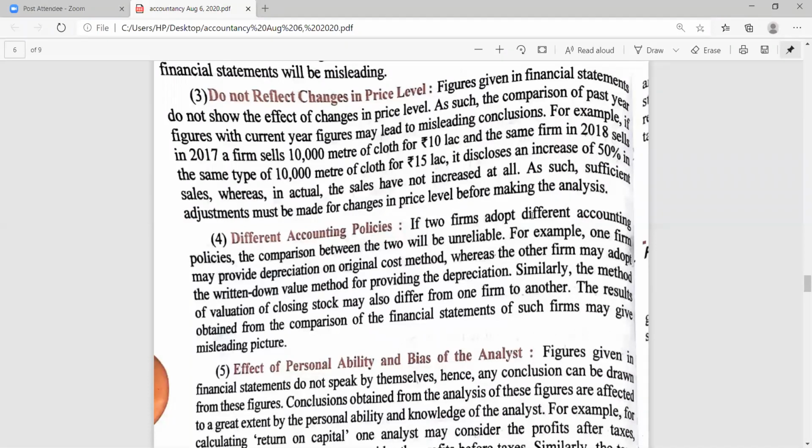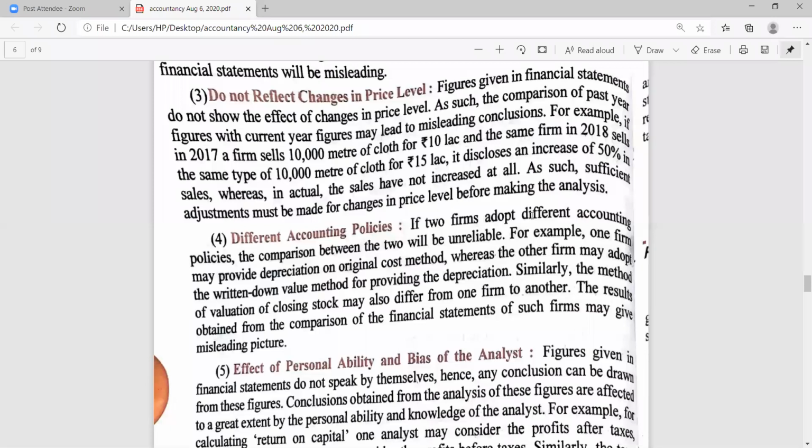So a sufficient adjustment is needed. No price level change has been considered here. Only the rise in the turnover has been considered. It is just an illusion. It does not reflect the change in the price level. It reflects only the change in the sales. So it is a wrong conclusion.